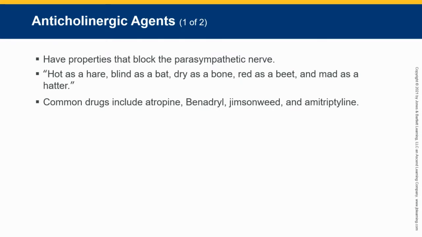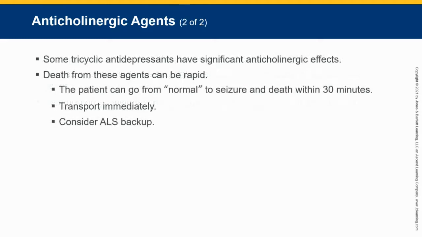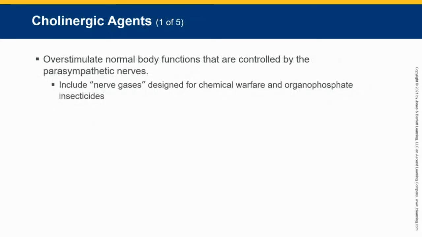But common drugs include people that take atropine or overdose on Benadryl. Amitrip is a drug that you might find patients out there that are prescribed that they overuse. And even some tricyclic antidepressants can have some significant anticholinergic effects if used inappropriately. So once again, airway, transport immediately, and call ALS.